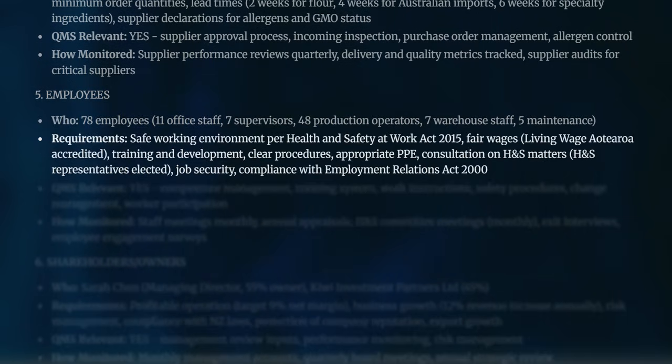The requirements of the employees here are a safe working environment per the Health and Safety at Work Act 2015, fair wage, living wage, Ottawa accredited, training and development, clear procedures, appropriate PPE, and consultation on H&S matters, with an H&S representative being elected, and job security, and compliance with the Employment Relations Act of 2000. So this is how you list down the requirements of your employees. And you can tailor this to your location in the world.